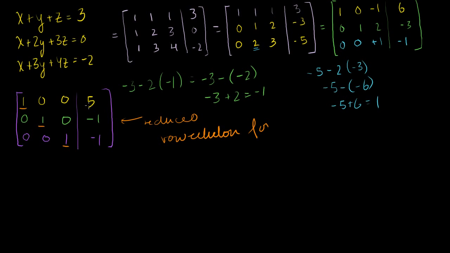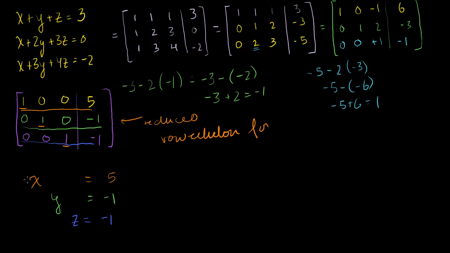So let's go back from the augmented matrix world and put back our variables there. So what do we get? We get x plus 0y plus 0z is equal to 5. That's that row right there. We get 0x plus 1y plus 0z is equal to minus 1. That's that row right there. And then finally, we have 0x plus 0y plus 1z is equal to minus 1. That's that row right there.